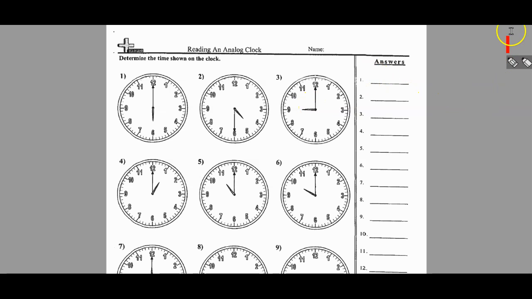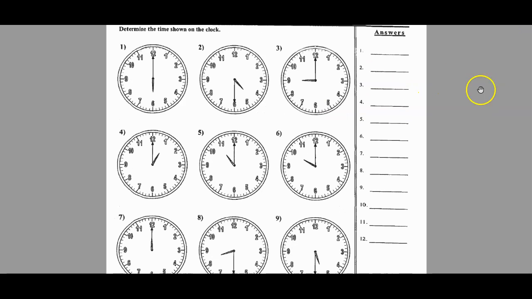All right. This is what you should have for this one right here. Okay. That's 6 o'clock. Number 2 is 4:30, right? Okay. 3 is how long? 9. It's 9. That's the hour. And the minute hand's pointing to the 12, and the 12 is always going to be 0, 0. Okay.